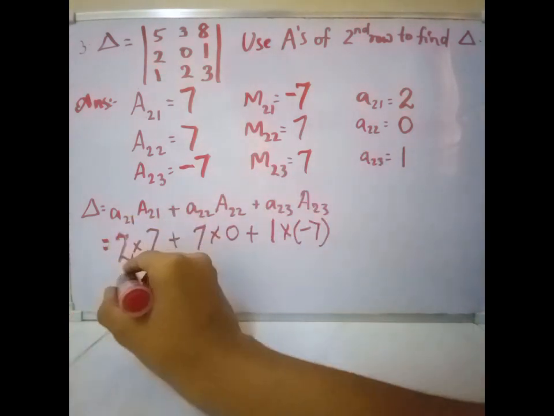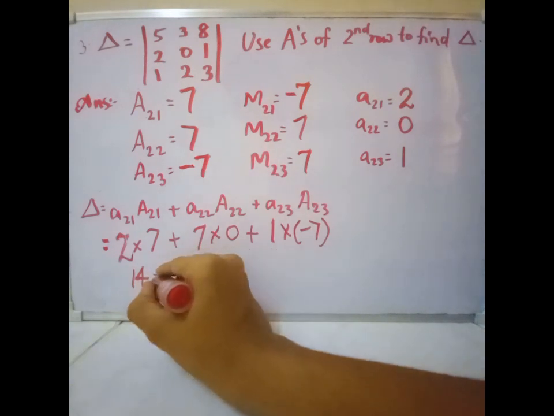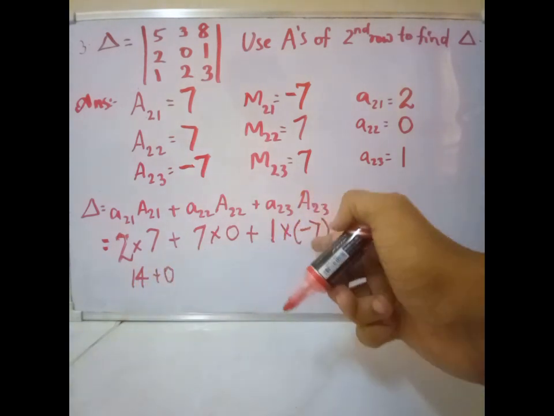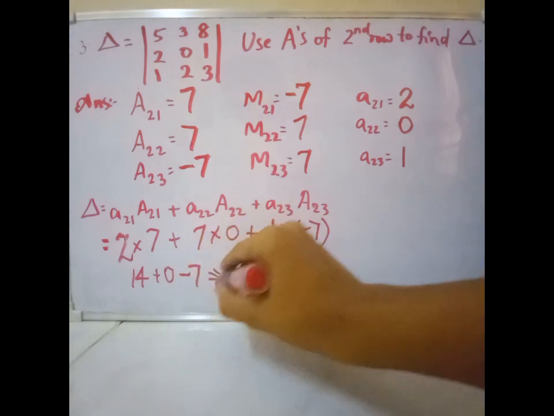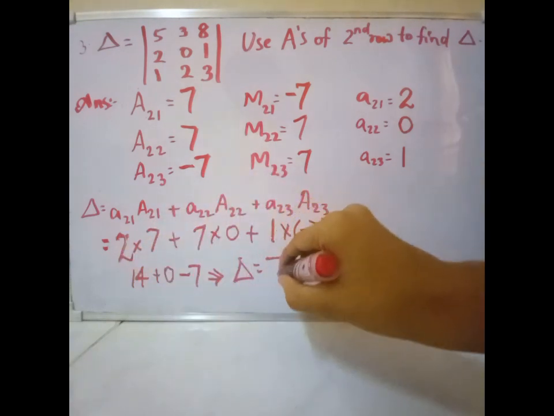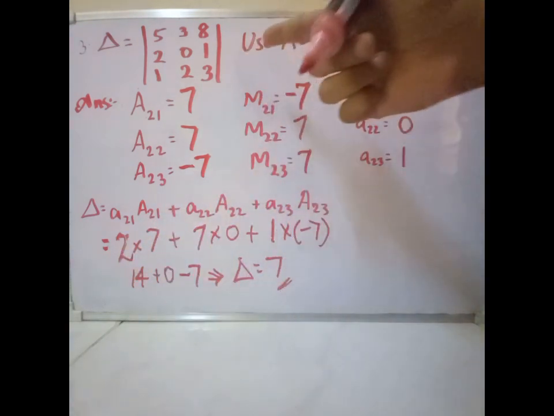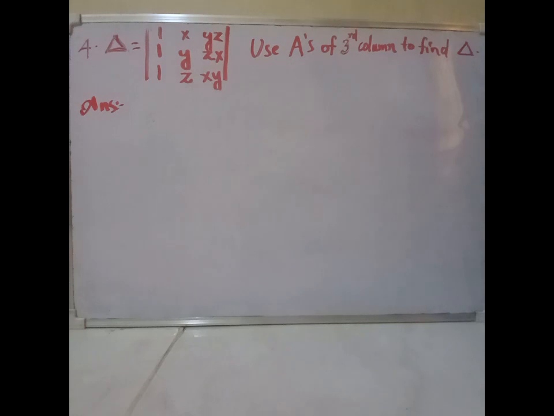So 2 into 7 would be 14. 7 into 0 will be 0 and 1 into minus 7 would be minus 7. So the required determinant will be 14 minus 7, it is 7. So the determinant of this matrix is 7 and we have used the cofactors to find this one. The fourth question, it's similar to the third one but it's a little bit lengthier one.